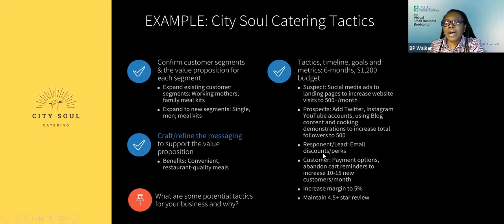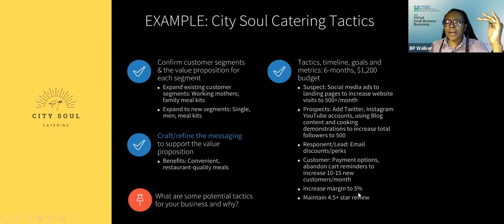And then when they become customers and they're considering a purchase, I have payment options and I'll have an abandoned cart reminder. So just say they're really interested, but they just had to log off. They had to run and do something, and I want them to know that they can come right back. And so the goal with that is to get 10 to 15 new customers per month.